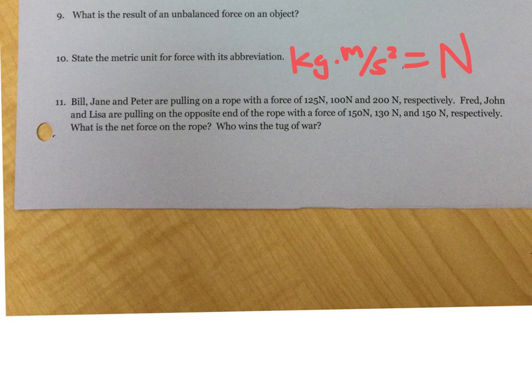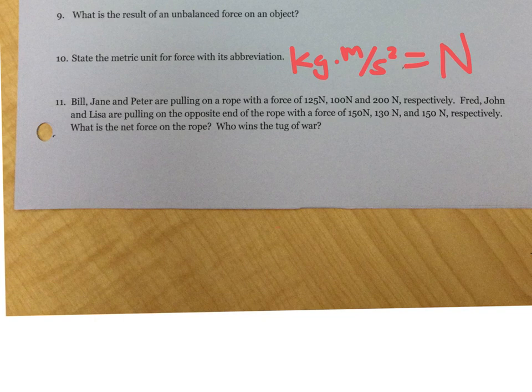In our next question here, it says Bill, Jane, and Peter are pulling a rope with a force of 125 newtons, 100 newtons, and 200 newtons, respectively. And this word respectively just means that they're in the same order as the names that were given. So Bill is pulling at 125 newtons, Jane at 100 newtons, and Peter at 200 newtons. And then Fred, John, and Lisa are pulling the opposite direction with a 150 newton, 130 newton, and 150 newton force. Again, that's respectively, which means that the first person is pulling with the first force, the second person with the second force, and the third person, Lisa, is pulling with 150 newtons.